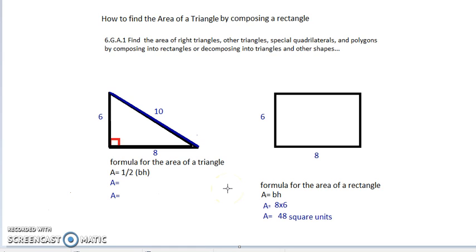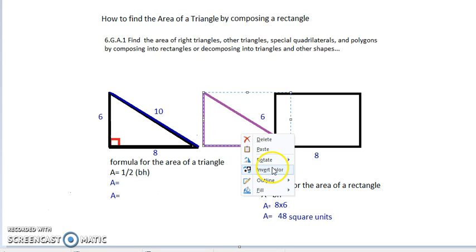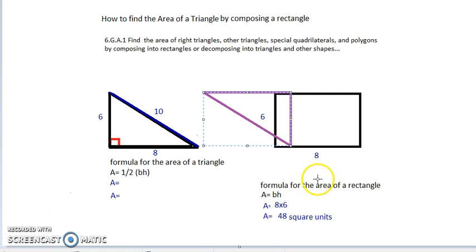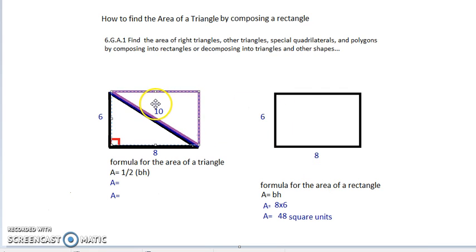Let's try another example. If we take a triangle with a base of 8 units and a height of 6 units and copy and rotate it to compose a rectangle, the original triangle will have an area of half of this rectangle we compose. So let's take a copy of the original triangle and we're going to rotate it. Now we've used that original triangle to compose a rectangle.